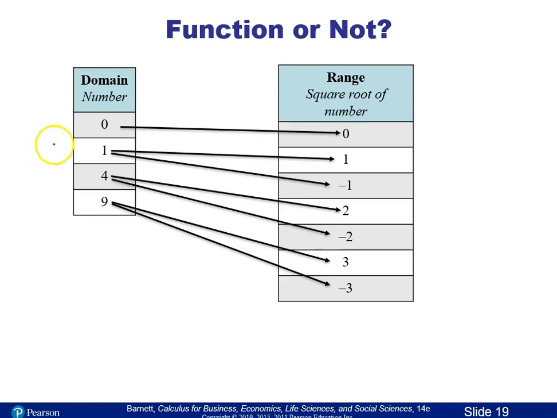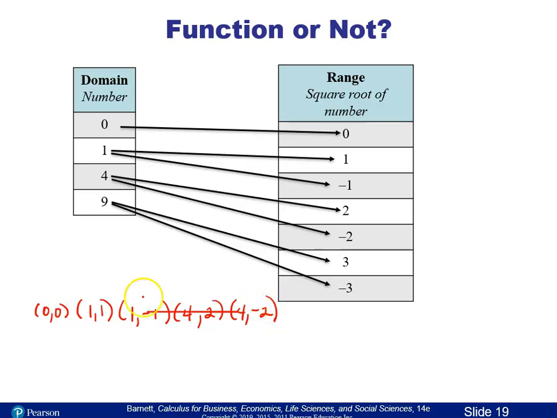Okay, looking at this one, if we start out and write our ordered pairs, the first one would be 0, 0, and then we're going to have 1, 1, but then 1 also goes to -1, and then we have 4, 4 goes to 2, but it also goes to -2.